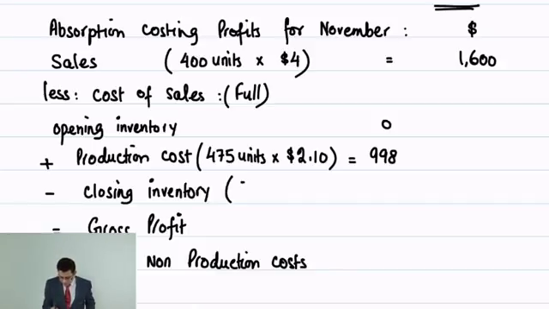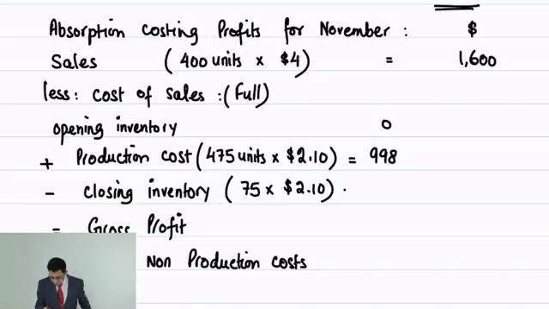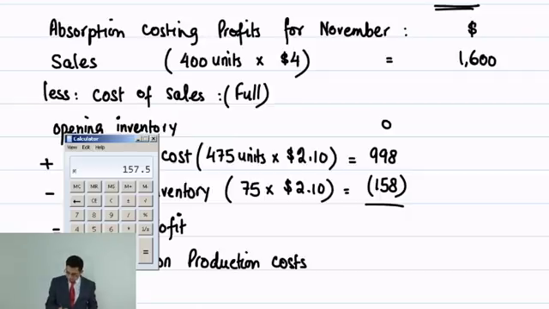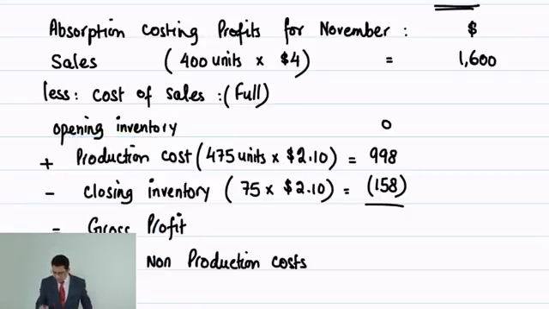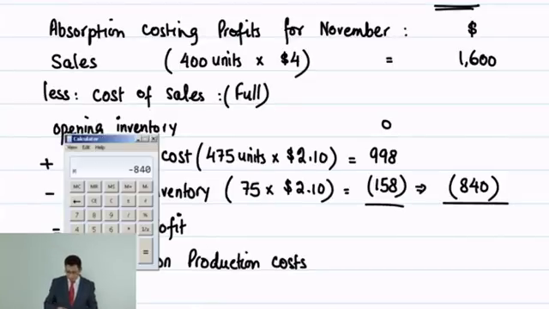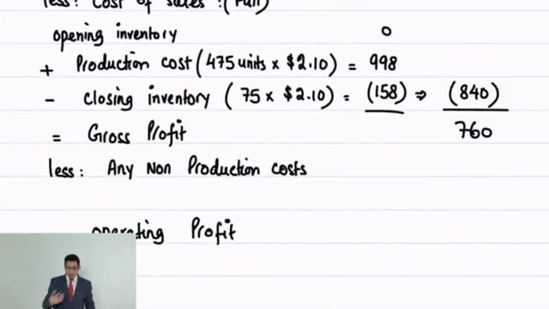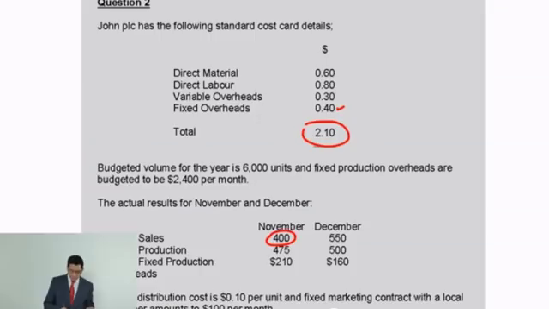And closing inventory of 75 units times 2.10, which is 158 approximately, and here we get 840 as cost of sales. Okay, 998 minus 158 equals 840. When we take it away from 1600, we get $760 of gross profit. Now let's have a look at non-production costs, which haven't been included yet.